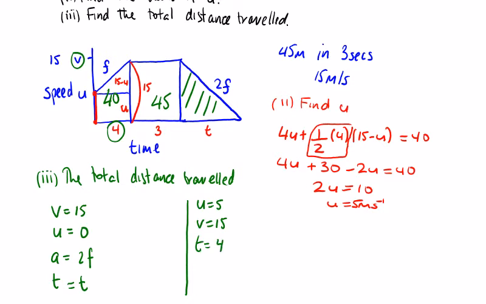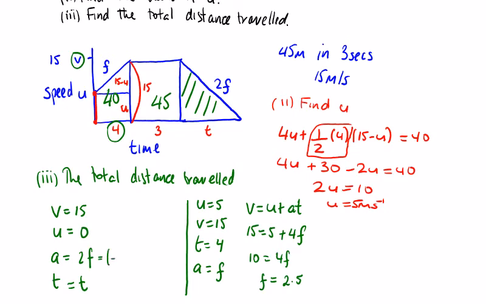So we can use v is equal to u plus at, where a was equal to f, to find f. So v is equal to u plus at. 15 is equal to 5 plus 4f. So we have 10 equals 4f. So f is going to be equal to 2.5. So over here 2f is equal to 5. It's going to be minus 5, it's slowing down. 2f is equal to minus 5.